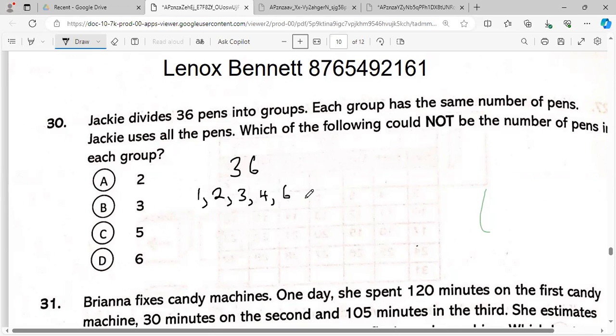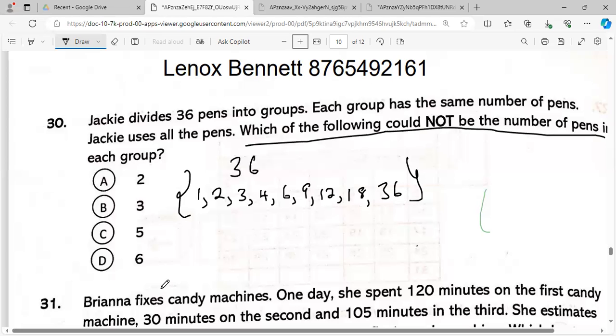But we don't know how many groups. Sir, it doesn't matter how many groups, it's saying which of the following could not be the number of pens in each group. Guys, look at the factors of 36. Remember, all of these can divide equally into 36. But have a look at the not.